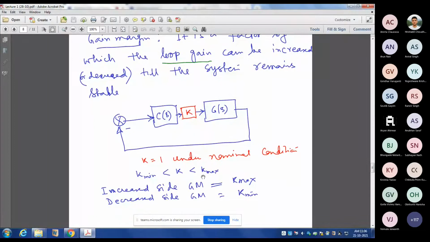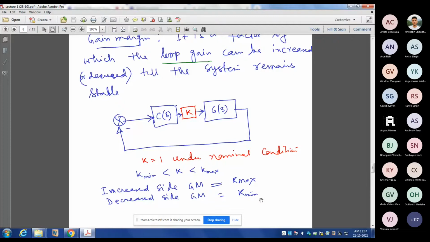Suppose the system remains stable for k min less than k less than k max, where the nominal value of k is equal to 1. Then the upper side gain margin is equal to k max divided by 1, because 1 is the nominal gain, and the lower side gain margin is k min divided by 1. Got it? Similarly, phase margin also we can define like this.